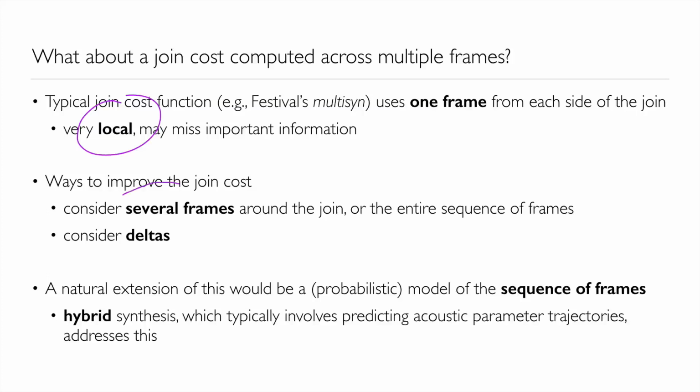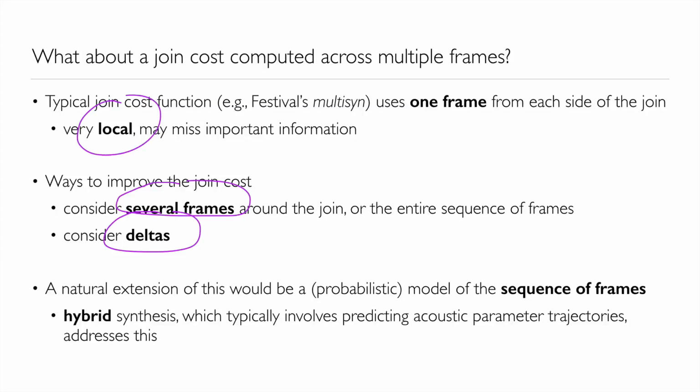So we could improve that. We could put several frames around the join and measure the join cost across multiple frames. We could look at the rate of change, the deltas, or we could just generalize that much further and build some probabilistic model of what trajectories of natural speech parameters normally look like, compare that model's prediction to the concatenated diphones, and measure how natural they are under this model.